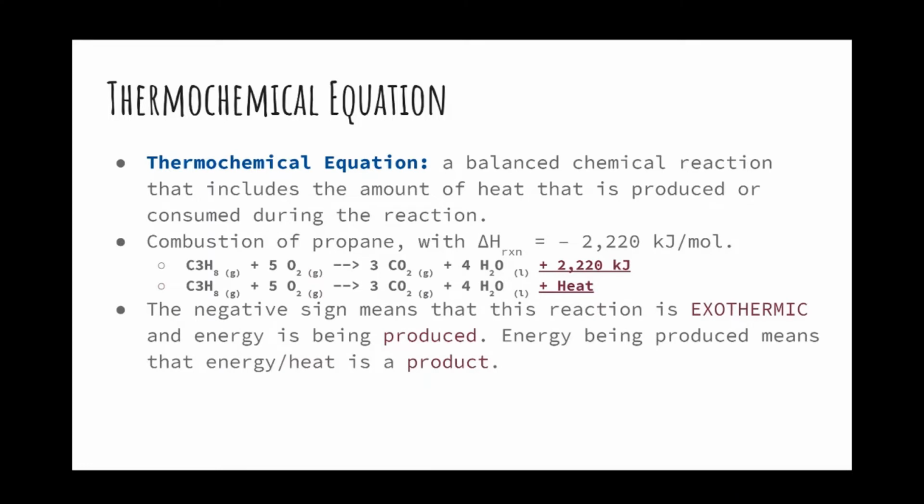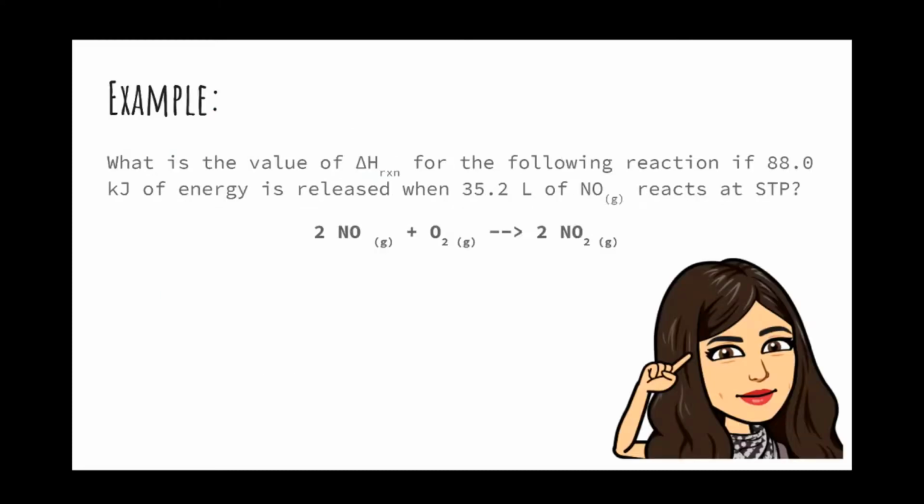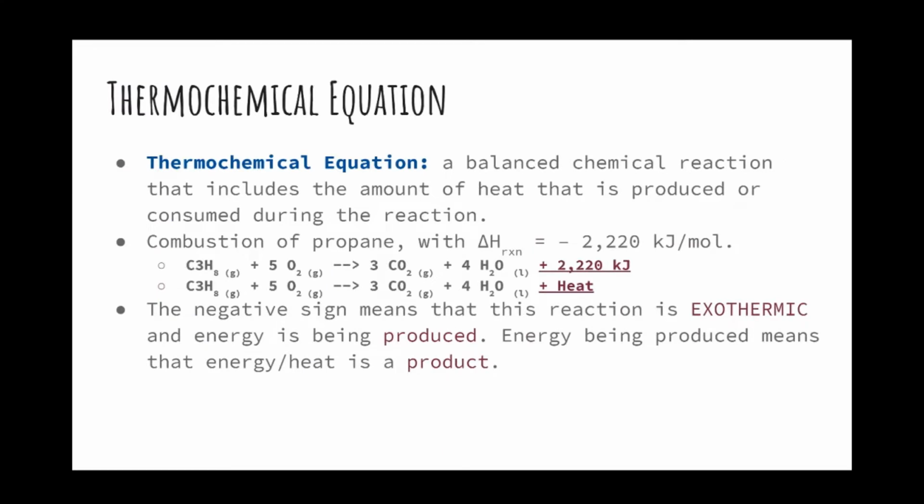So again, that negative sign with delta H of reaction says that this reaction is exothermic. Energy is being produced. Energy being produced means that the energy or heat is a product. If we were to flip this reaction around, my delta H would then be positive, which means that it would be an endothermic reaction. And that means that my heat would be a reactant, so it would be on the other side. So depending on what the sign of that delta H is, we could have heat as either a product or a reactant.